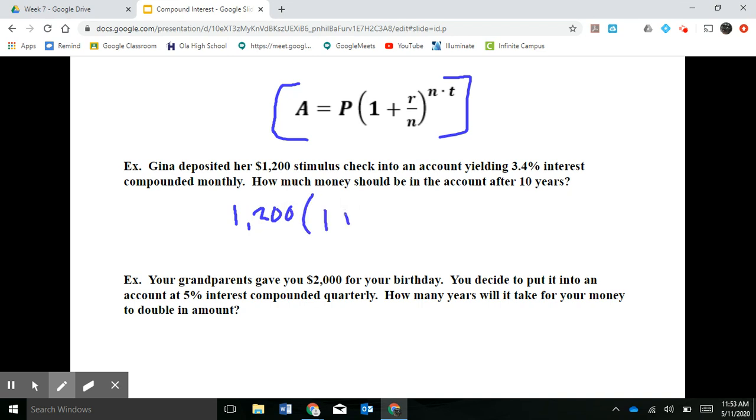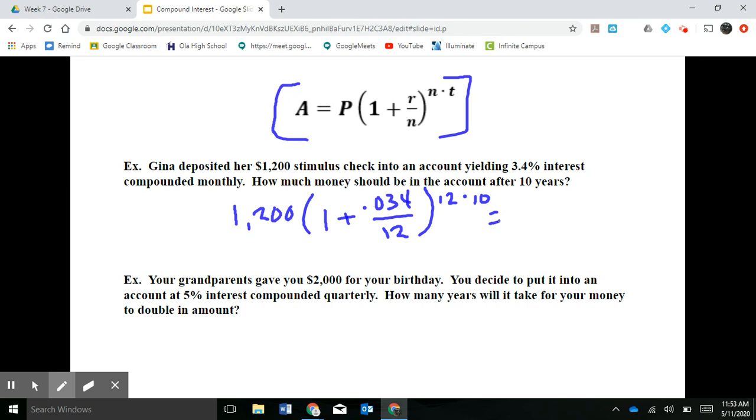So we say 1,200 times 1 plus. It's always 1 plus the rate. Change it to a decimal, so that's 0.034 over the compound. Remember, N is the amount of times it's being compounded. Since it's being compounded monthly, that's 12. And then the 12 again up here, 12 times how many years? 10 years.